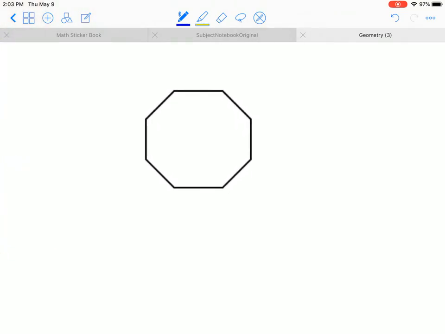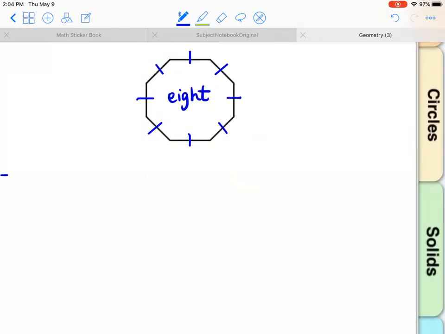Okay, let's count the sides on this one. 1, 2, 3, 4, 5, 6, 7, 8. So this one has 8 sides. This is a stop sign. This is a very classic shape that we all see every day almost. This is called an octagon.